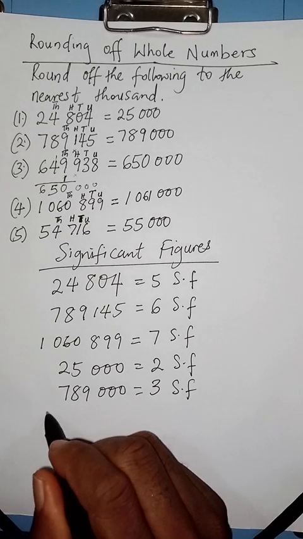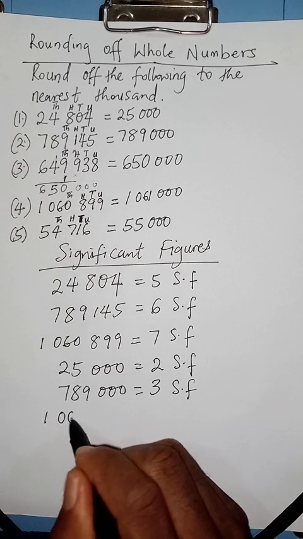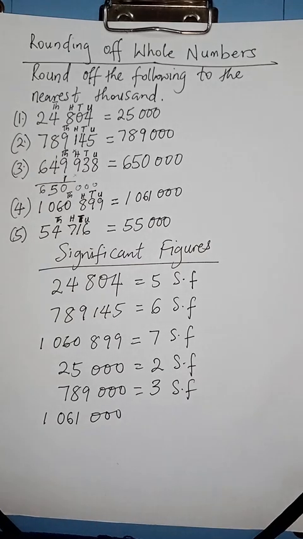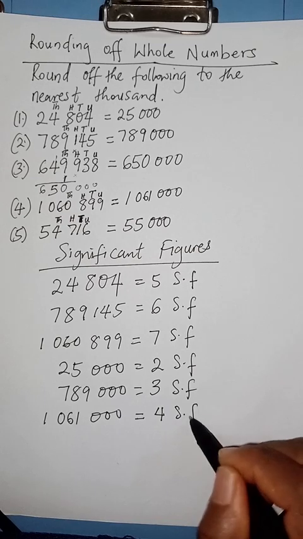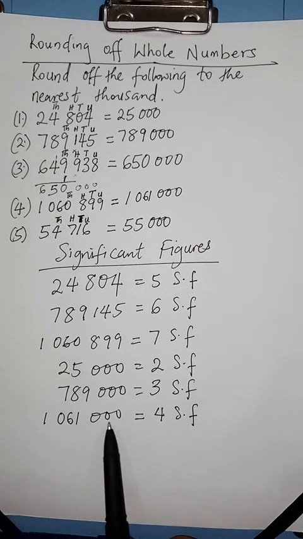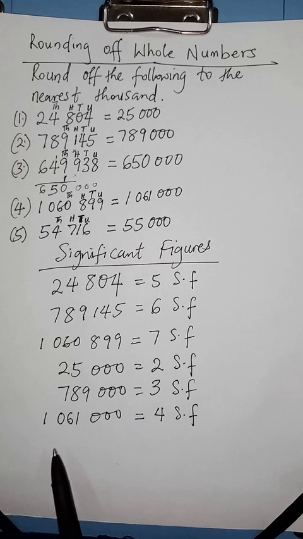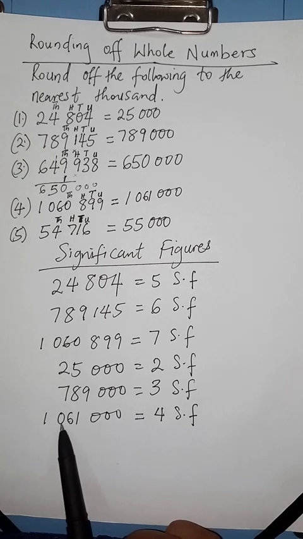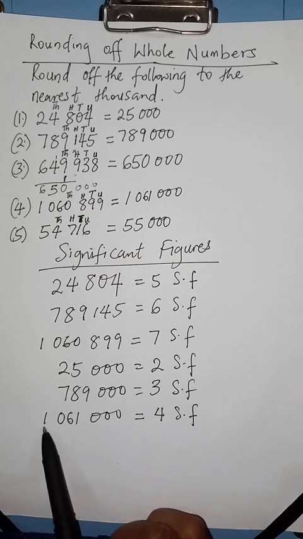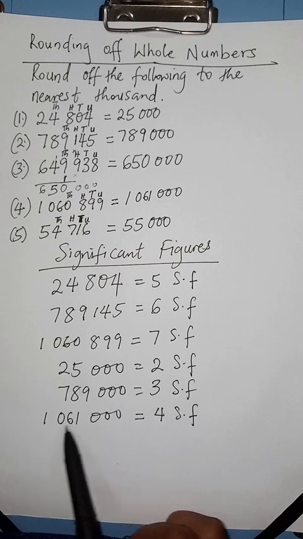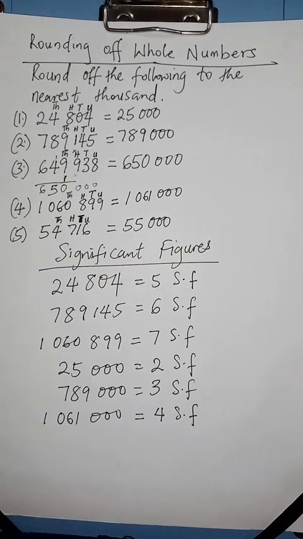Now let's check out another example, the 1,061,000. How many significant figures are here? In the case of this, we'll have 4 significant figures. Now, I did not count these three zeros. They are insignificant. They are not significant. But now I started counting from here. 1, 2, 3, 4. This zero is significant. Why? Because the zero is in between two significant figures. So when the zero is in between two significant figures, the zero becomes significant.